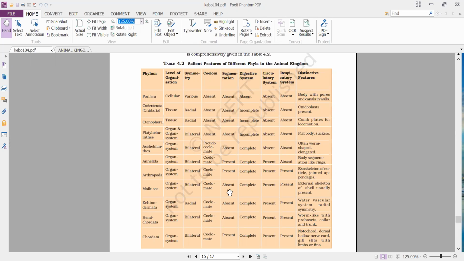And next, coming to the body cavity, that is coelom. In poriferans, the coelom is absent. Coelenterates absent. Ctenophores absent. Platyhelminths absent. In aschelminths also the true coelom is absent; we'll find the false coelom or pseudocoelom. So we say the coelom is also absent in aschelminths. And starting from annelids up to the chordates, we'll find the coelom.